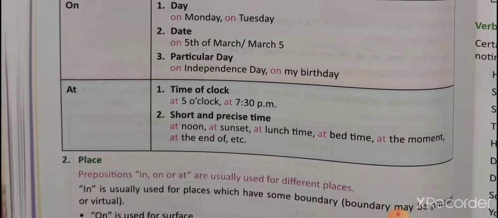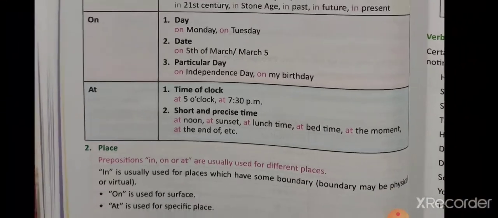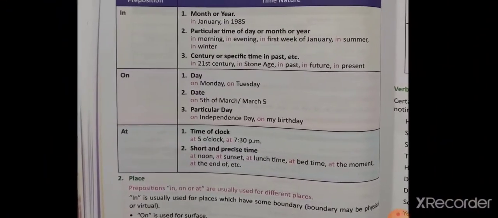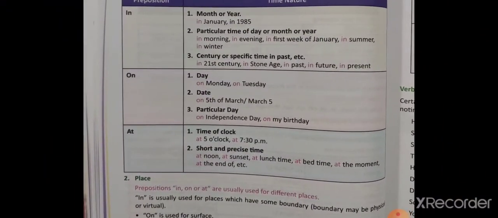And at 5 o'clock, a particular time of the day, a short and precise time, like at noon, at sunset, at lunch, at bedtime, at the moment, at the end of, etc. These are the 3 prepositions that are used in reference to time. And with this chart, it is easy for you to understand how they are differentiated among themselves.